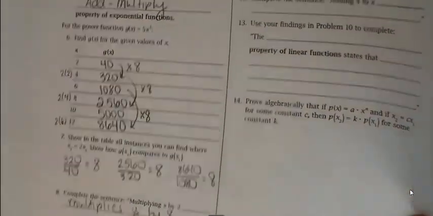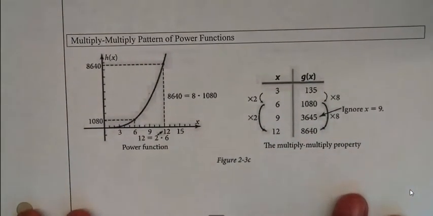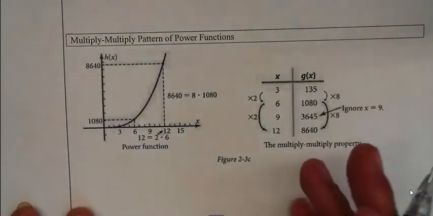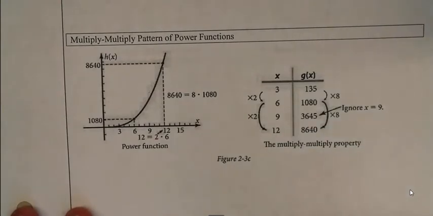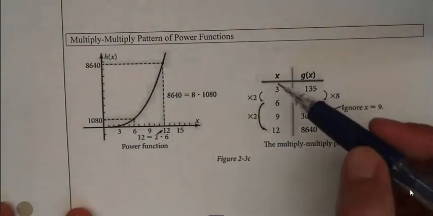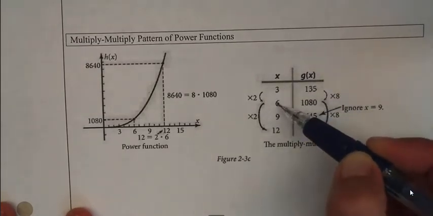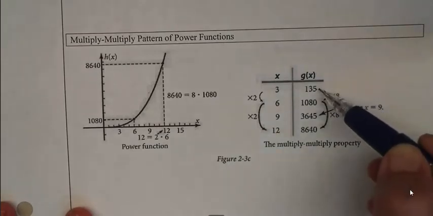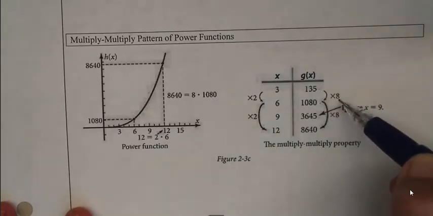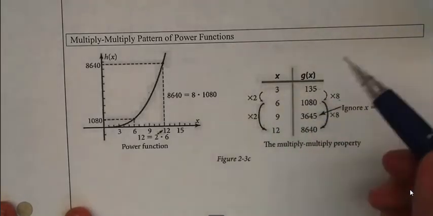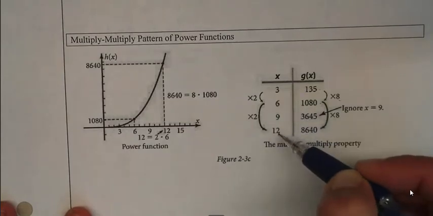And in this case, we ended up with that constant being 8, right? Now that brings us to our next property, which I put in your notes for you, the multiply-multiply pattern of power functions. They're interchanging pattern and property. They're doing a similar type of thing. They multiplied by 2, and you can see to go from 3 to 6, you multiply by 2, and from their first output to the second output, you multiplied by 8. Now what other inputs can I multiply by 2? Well, I can multiply 6 by 2 to get this input.